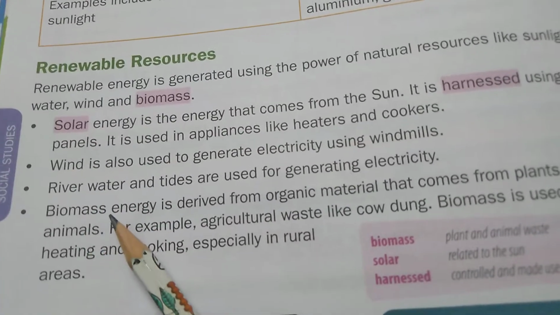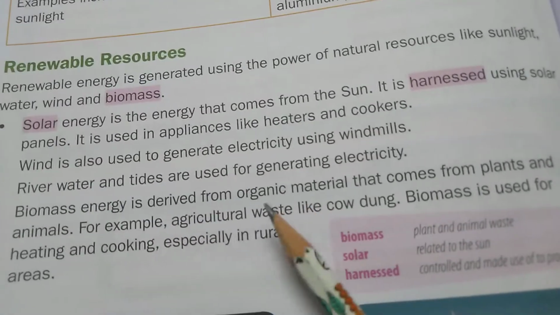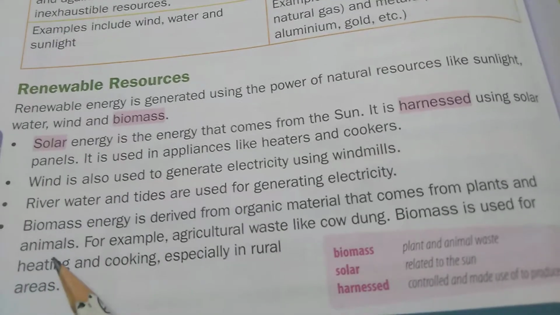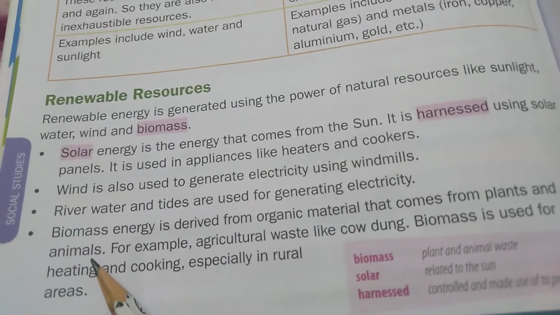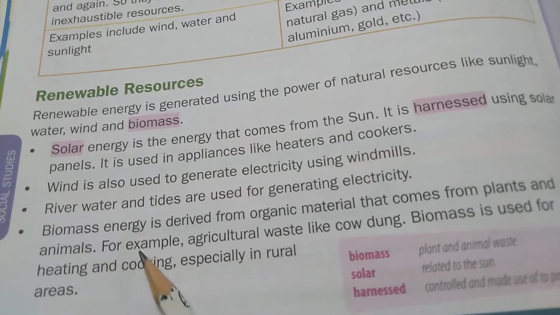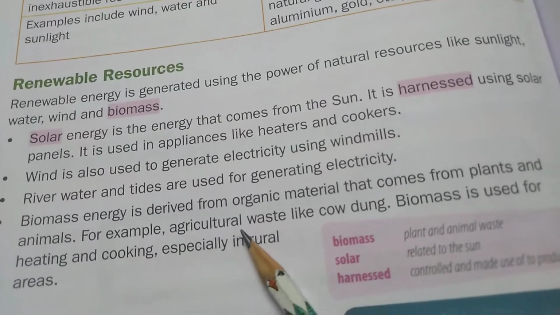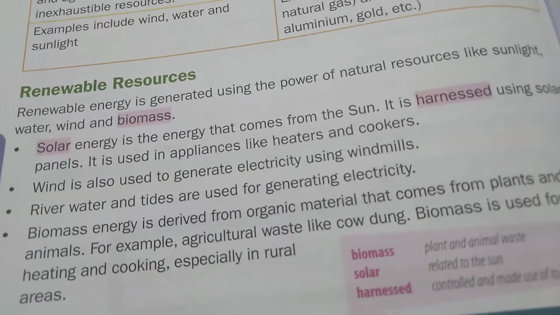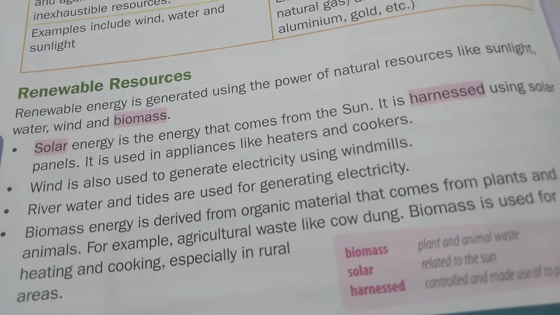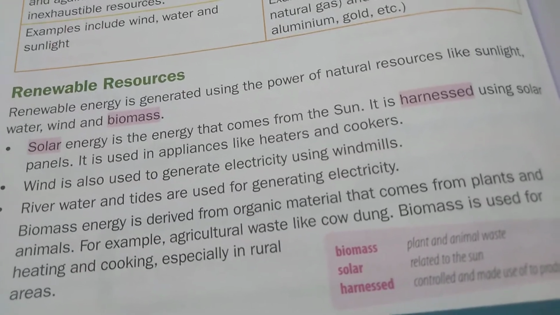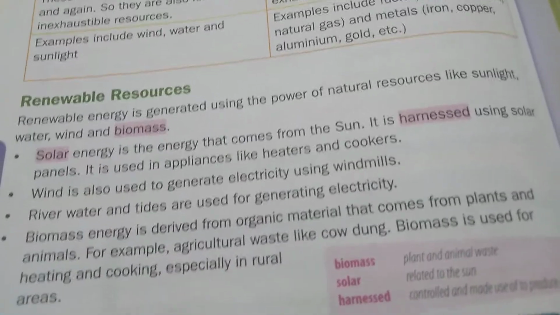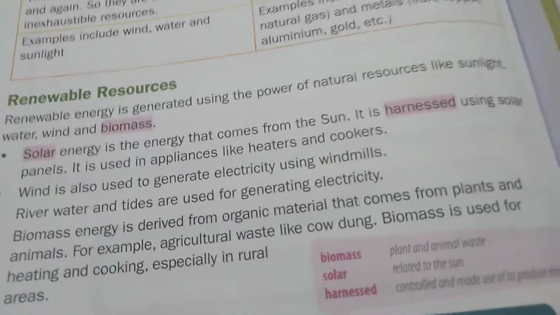Next, biomass energy is derived from organic material that comes from plants and animals. So, this biomass energy comes from organic materials like plants and animals. For example, agricultural waste like cow dung. By using cow dung also we can generate biomass energy. Biomass is used for heating and cooking, especially in rural areas. The people use biomass for heating and cooking purpose.